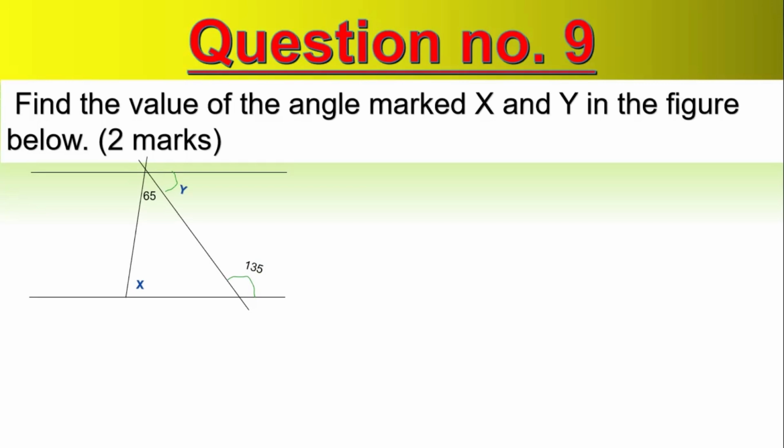Yeah, 180 degrees forms a straight line, and a straight line equals 180 degrees. But now we have 135. So the other angle which is remaining, because you have 135 here, is 180 minus 135, which gives us 45 degrees. So you write 45 degrees there. Then now you have that.